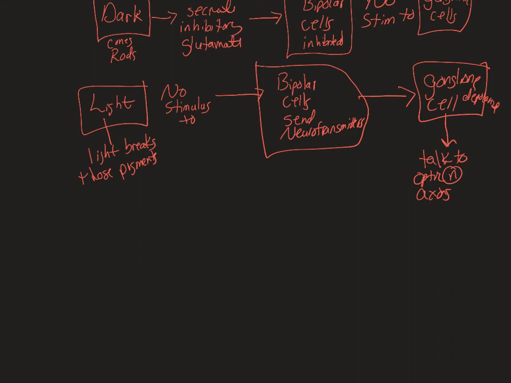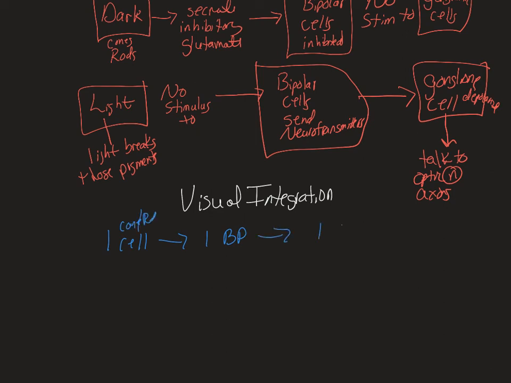So for visual integration to work, you got a lot of different things going on, but basically these cells are all kind of working together for it to work. But it isn't one cone or rod to one bipolar cell to one ganglionic cell. It is actually going to be, so let's say we have rod, cone, rod.